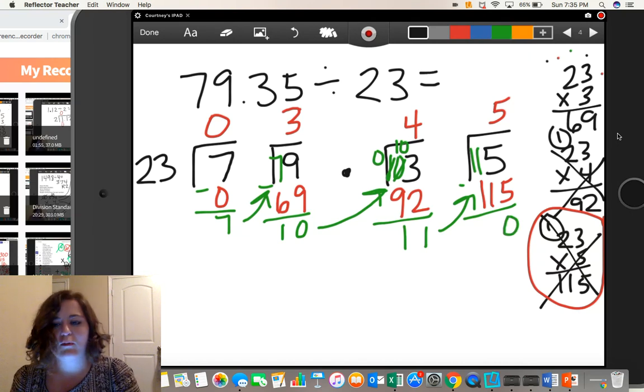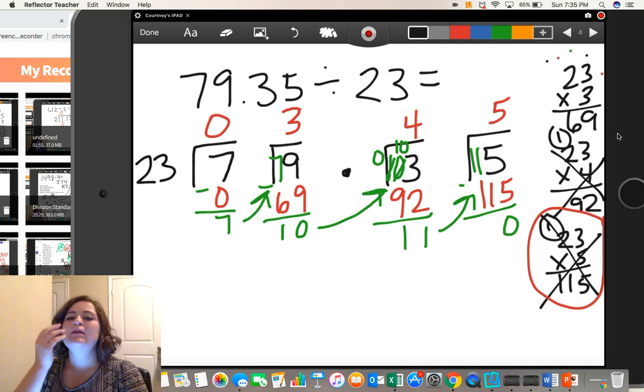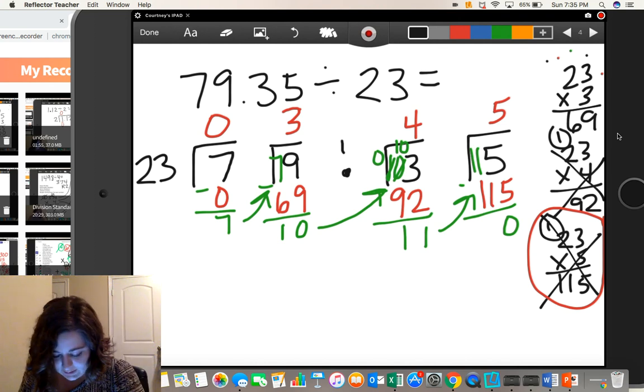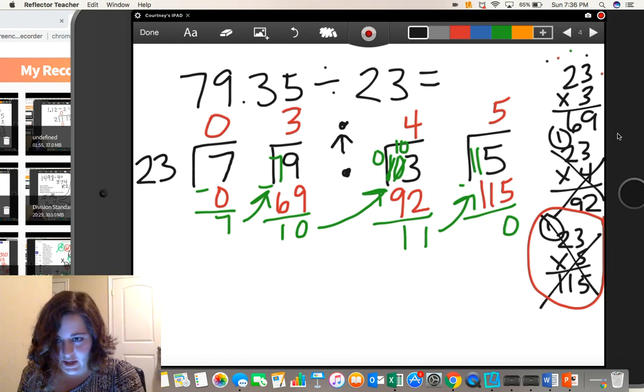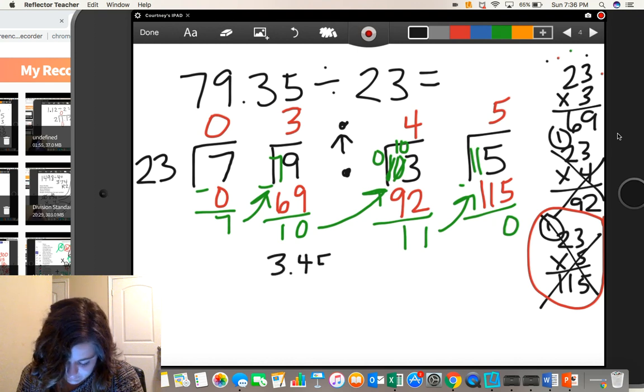And there are no more numbers, no more division houses, so all we have to do is bring our decimal straight up on our answer. That gives us 3 and 45/100. And I'm going to check that with multiplication. 3 and 45/100 times 23.